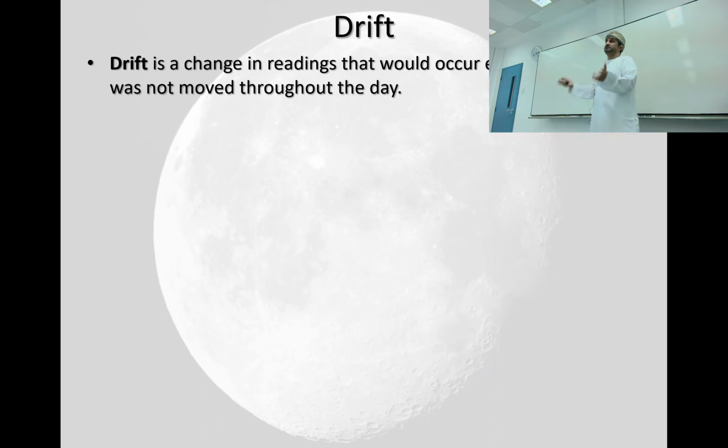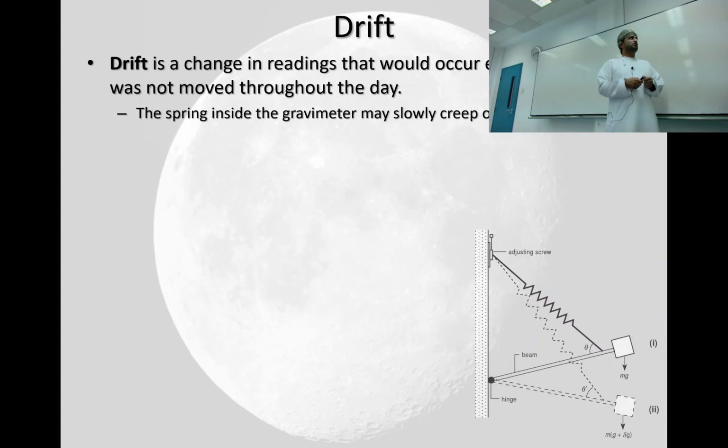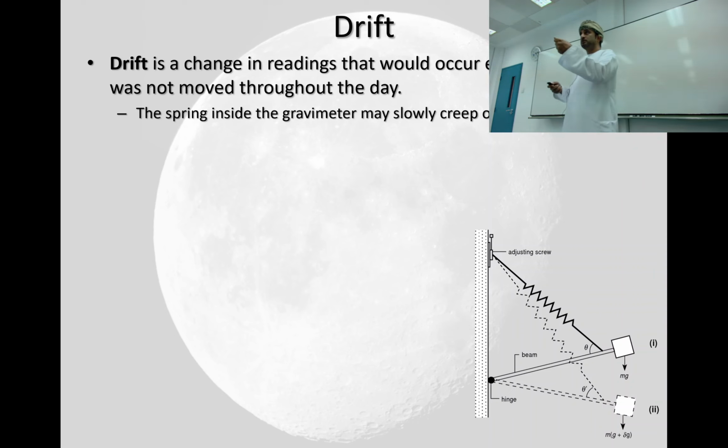Anyway, there could be a drift. The drift is basically spring creep: the spring constant is changing through time. How much it changes depends on many factors, and we don't go into the details. So we do this drift correction for two reasons. One of them is spring creep.